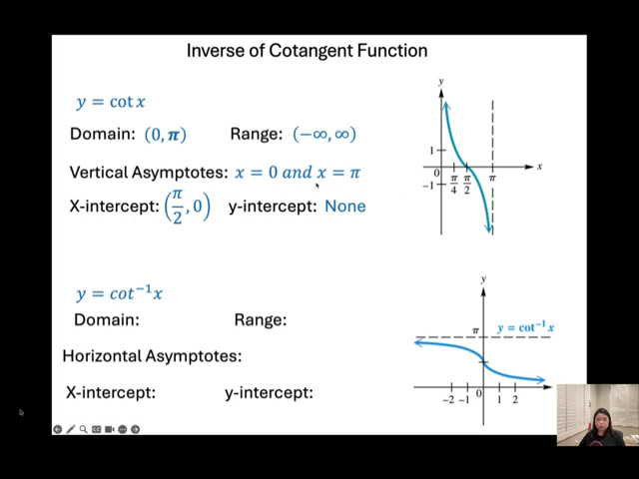Okay, how about the inverse of the cotangent? Remember that the domain of the cotangent x will be the range of the inverse of the cotangent x. So for the domain here, that will be the range. So the domain will be negative infinity to positive infinity. And then the range, that will be the domain from here. So that will be 0 and pi. Since we do have the vertical asymptote, right now it will become horizontal asymptote. So that will be y equal to 0 and y equal to pi. Okay, we don't have the x-intercept. Y-intercept, that will be 0 and pi over 2.